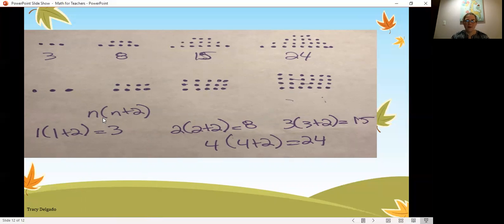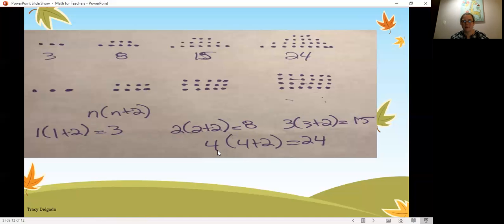And another way we could figure this out is n times n plus 2. So in this case, it would be 1 times 1 plus 2. That would be 3. So 1 times 3 is 3. This one would be 2 times 2 plus 2. That would be 4. So it would be 4 times 2 equals 8. And this one is 3. And we'll be multiplying that times 3 plus 2, which is 5. 3 times 5 is 15.